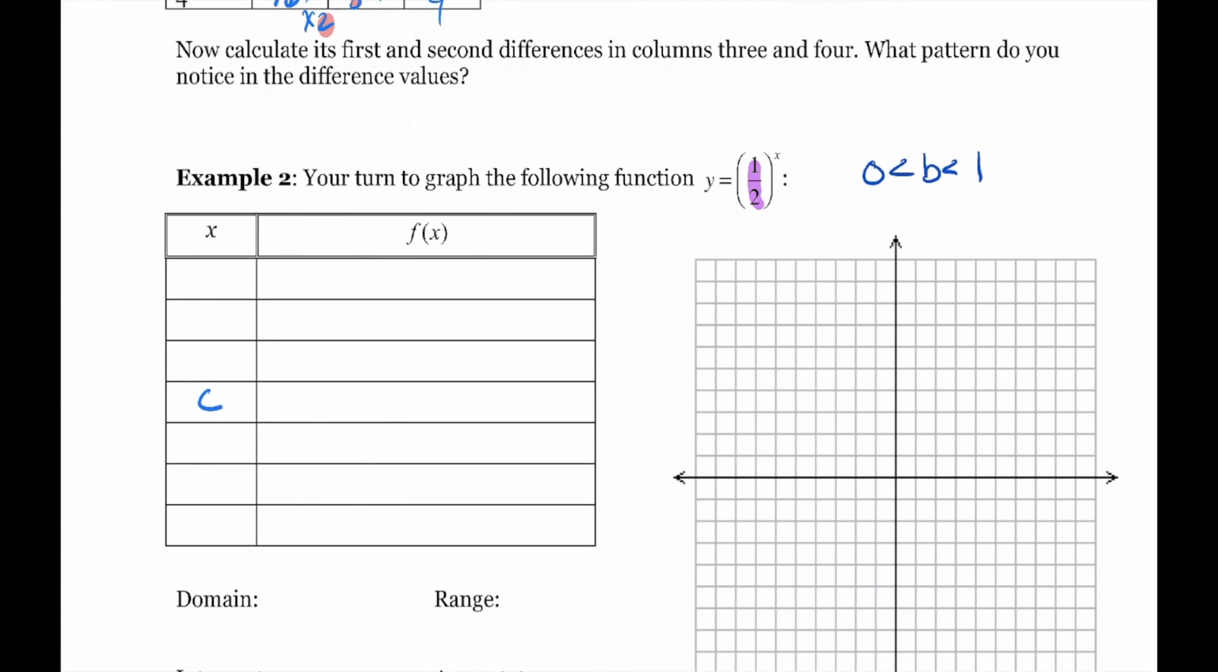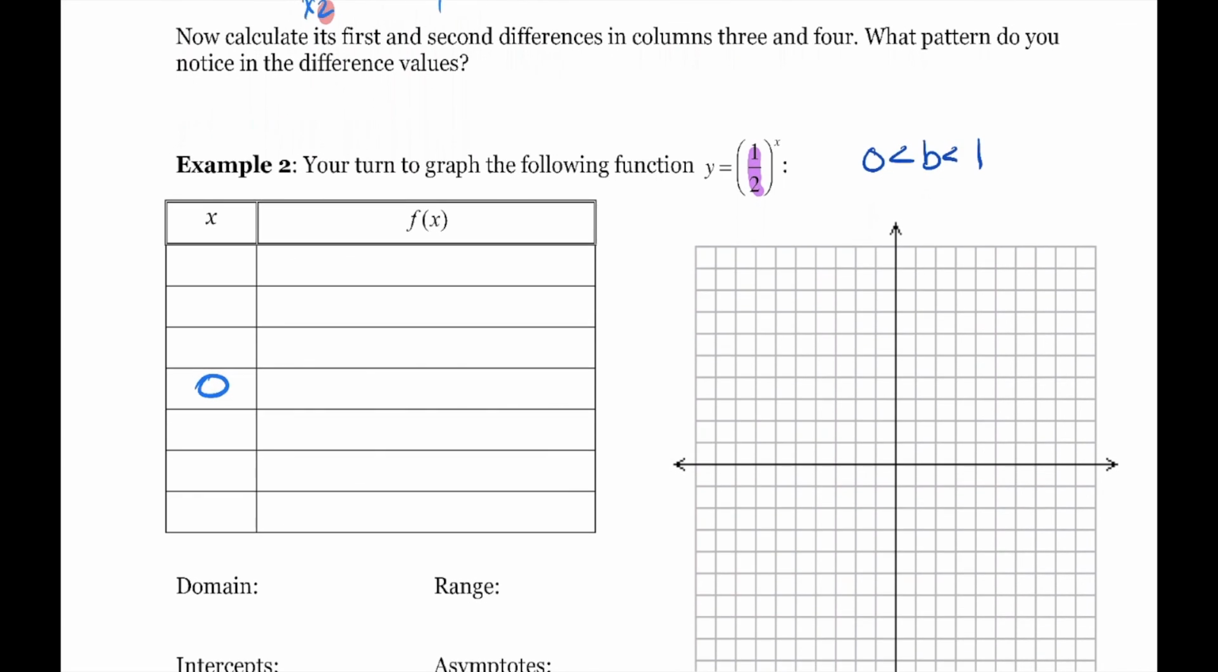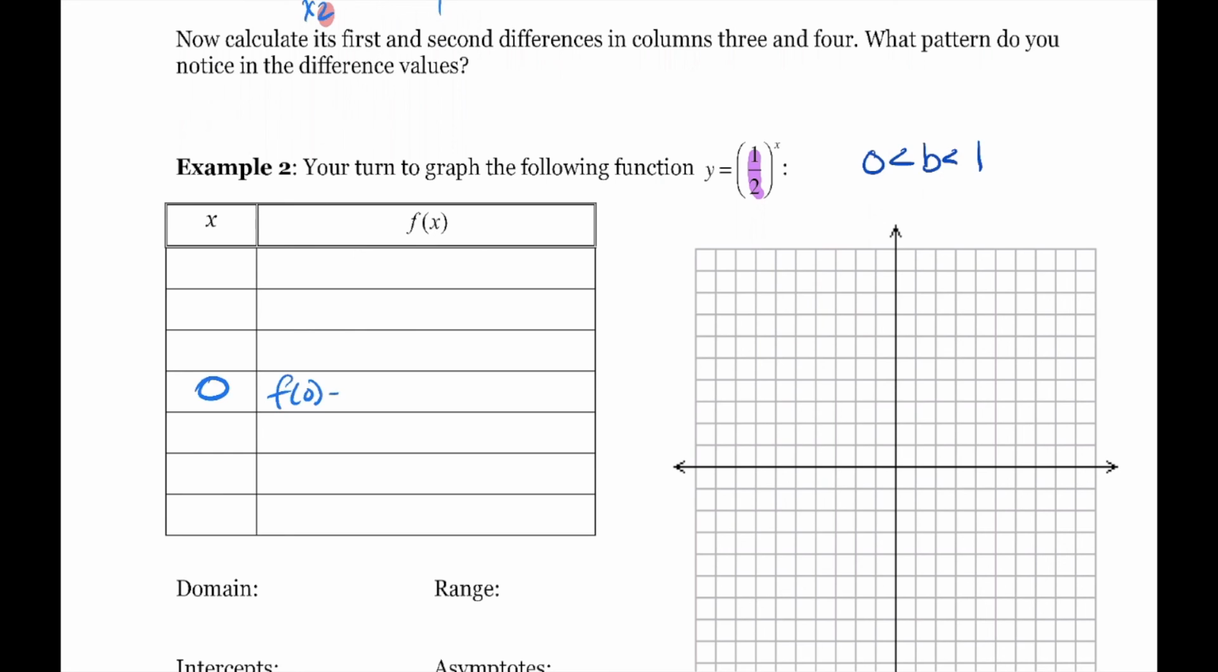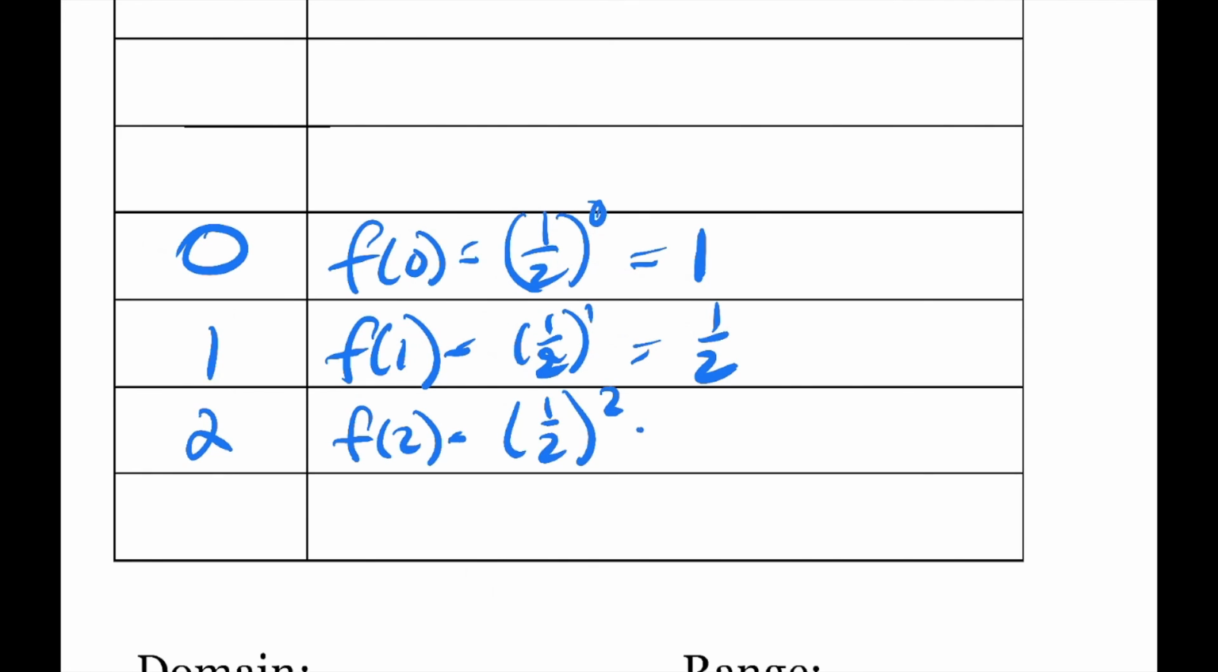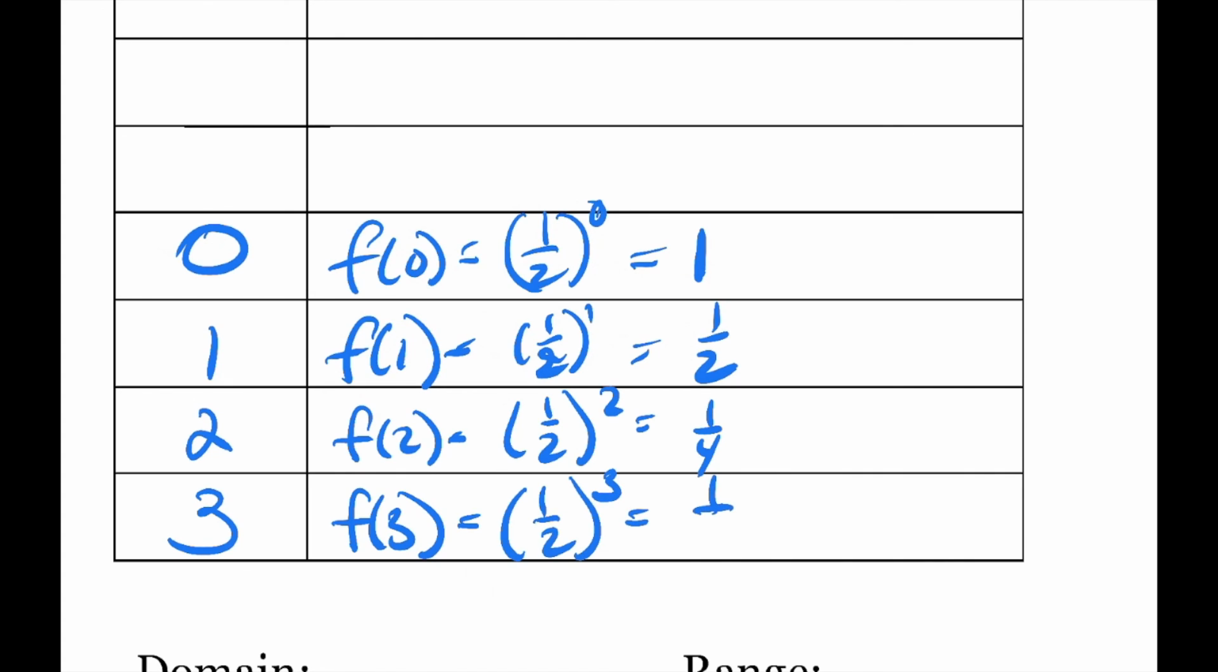So again, we're going to start with 0. Start right in the middle. Well, f of 0, in this case, is 1/2 to the power of 0, which is, remember, anything to the power of 0 is 1. When x is 1, f of 1 is going to be 1/2 to the power of 1, which is just 1/2. And then what happens when x is 2? Well, we're going to get f of 2, which is 1/2 squared now, which is 1/4. And when x is 3, we're going to get f of 3, which is 1/2 to the power of 3, which is going to be 1/8. In other words, 2 to the power of 3 is 8.